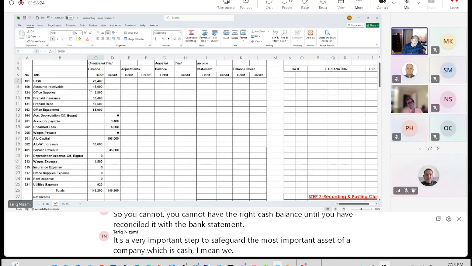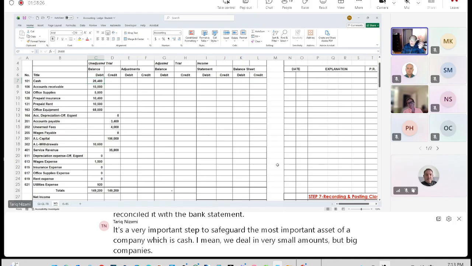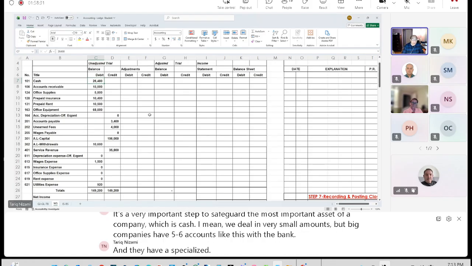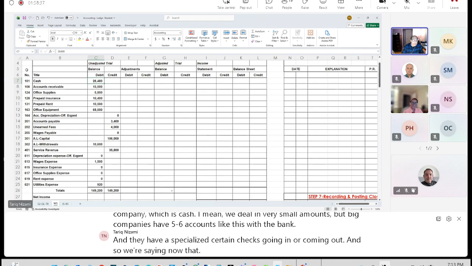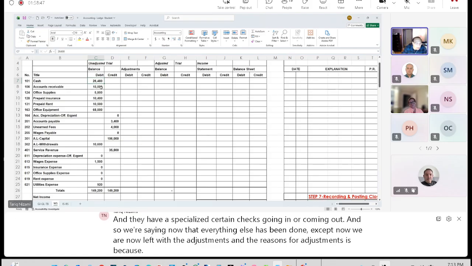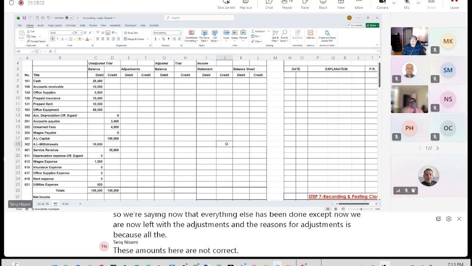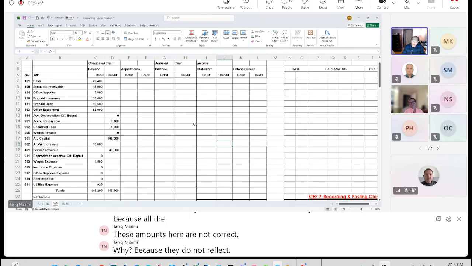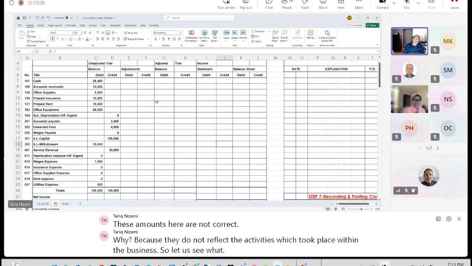We deal in very small amounts, but big companies have 5-6 accounts like this with the bank, and they have specialized checks going in or coming out. So we're saying now that everything else has been done, except we are now left with the adjustments. And the reason for adjustments is that all these amounts here are not correct. Why? Because they do not reflect the activities which took place within the business. So let us see what activities we are talking about.